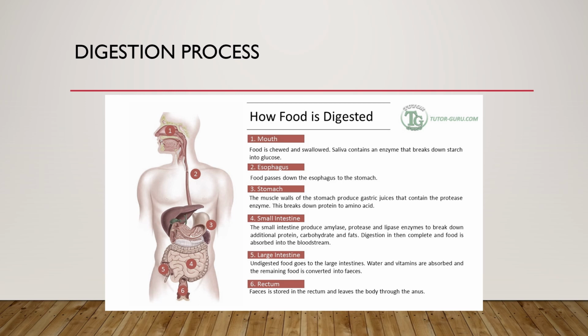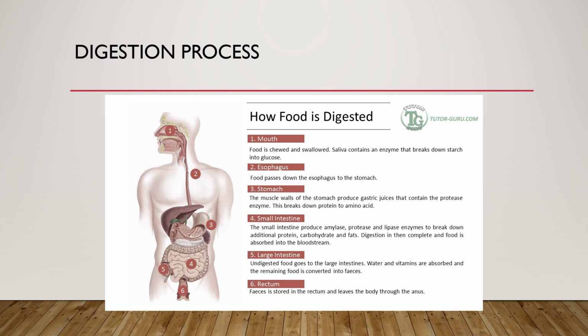So what exactly happens at the fourth point is, your food has reached the small intestine, where the enzymes break down protein, carbs and fats, digestion completes here, and food is absorbed into the bloodstream.